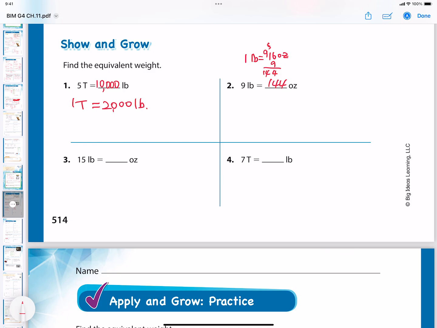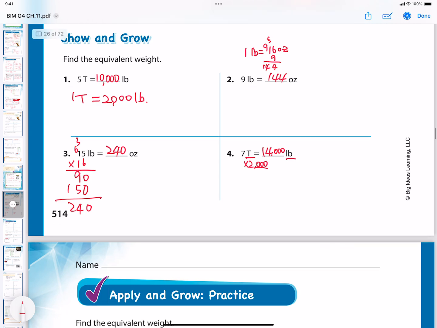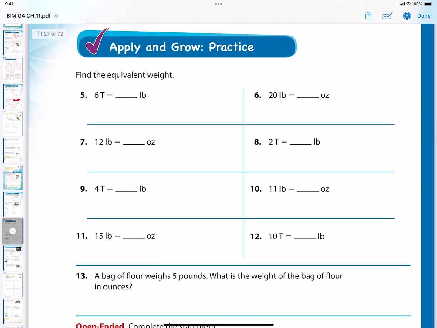Now pounds to ounces. Okay, so same thing. So 15 times 16. 5 times 6 is 30. 6, 9. Put 0, 5, 1 is 0, 4, 2. 240 ounces. Ton to pounds. Okay, now times 2,000, right? Remember? 14,000. Okay, 3 zeros.